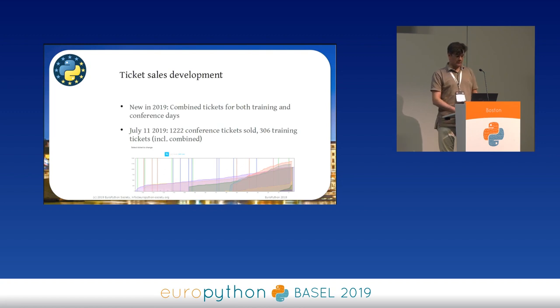So, ticket sales development. As you've seen on the slides in the previous talk, we have around 1,200 attendees at the conference. The number of attendees is a bit difficult to determine because of the way that we count things in the system. We actually just sell tickets, and tickets can be sold to multiple people, and those people are not necessarily the people that actually attend the conference, so it's not always easy to figure out the exact attendee count.